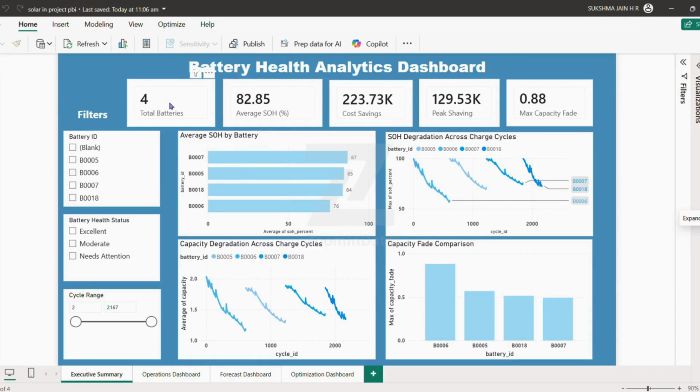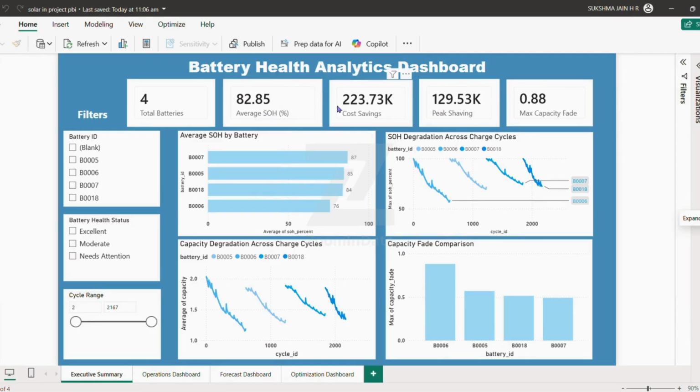Here first you can see there are multiple KPI cards. The first KPI card is the total batteries. This KPI displays the total number of batteries currently being monitored by the system. Next is average SOH. This card shows the average state of health of all batteries. In my project, the average SOH is approximately 82.85%, indicating most batteries are still in good operating condition.